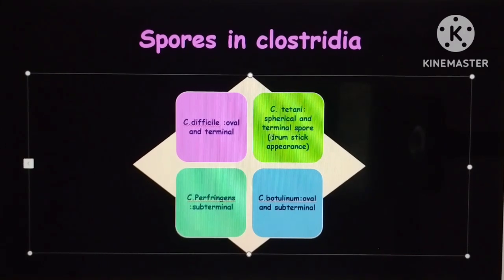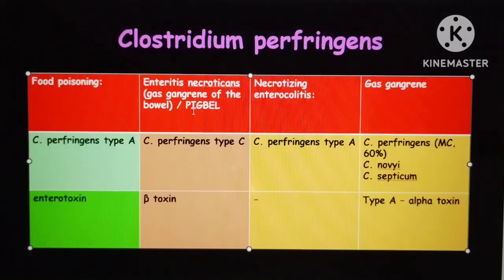So perfringens and botulinum have an O, just remember oval NF. For subterminal you want to remember it is like BP, that is botulinum and perfringens, whereas tetani is T for T, and this is caused by Clostridium perfringens, okay. So here you just remember 4 diseases: gas gangrene, food poisoning, necrotizing enterocolitis, and enteritis necroticans.